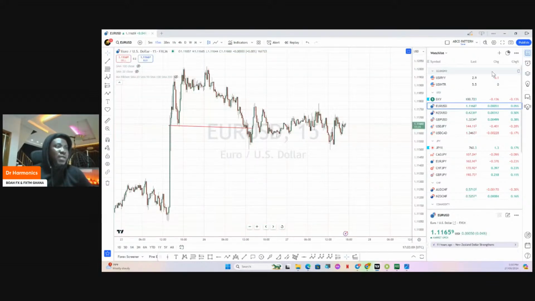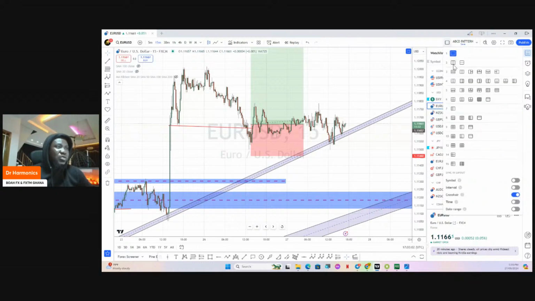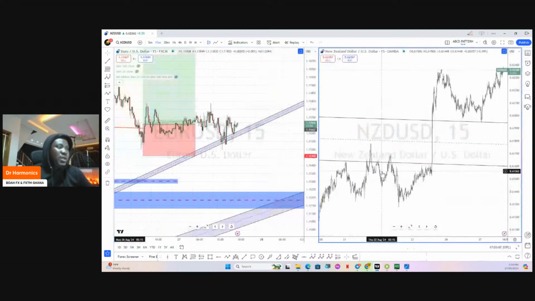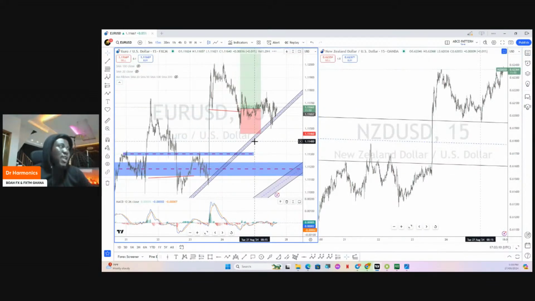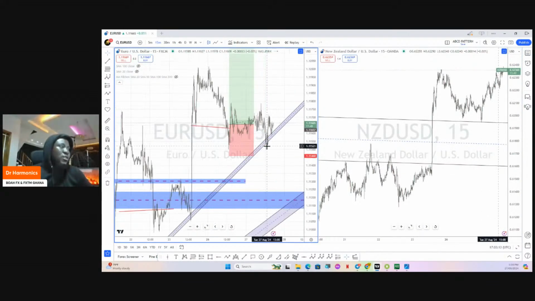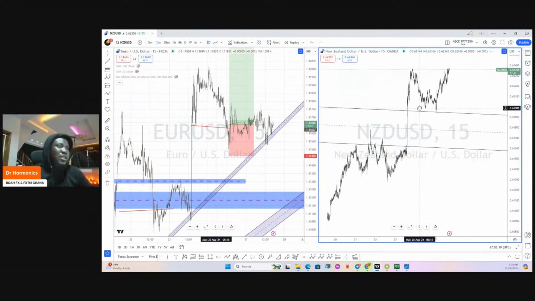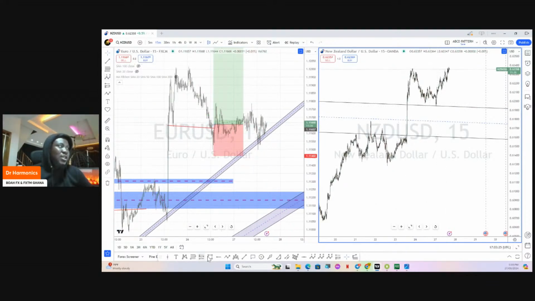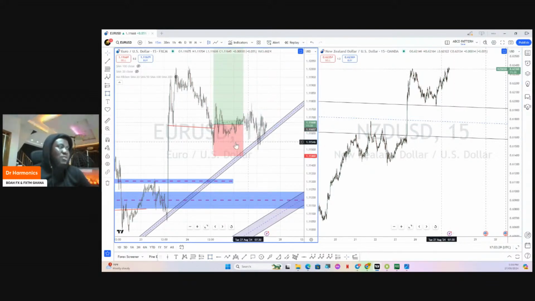Okay, now let's compare NZD USD to Euro USD. Let's do some comparison over here. Now look at Euro USD. Euro USD is still sitting at the support level. Now look at NZD USD. Look at the same structure. You can see the same structure. From here, the same structure. It broke this, it took out some stop losses over here.